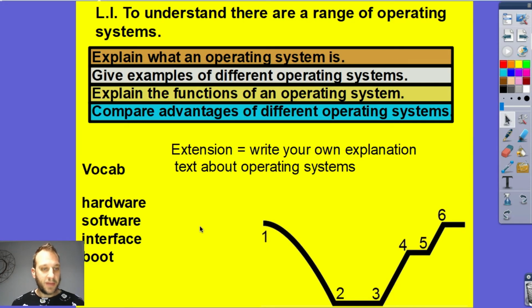You've got some vocab here, so you've got hardware and software. So hardware is the physical bits that make up a computer, so things like your CD drive, your memory, your RAM, the CPU is all hardware. If you can touch it, it's hardware. And you've got your software. Software are the programs on the computer, so things like your browsers, Word, Publisher, PowerPoint. These are all software, they're programs that run on the computer. Interface, that's what your screen looks like, the things that you can click on and type and interact with. And boot, remember, is the word we use to load an operating system.